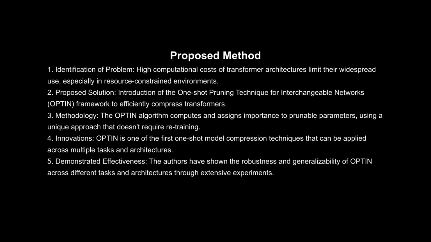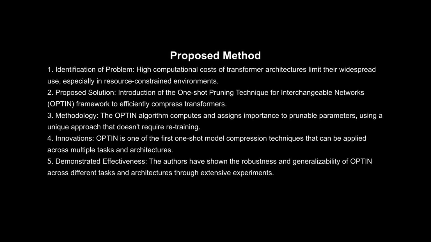This approach is unique in its ability to compress models without requiring retraining, a process that often incurs significant computational costs. Section 3. Improvements and innovations. The OPTIN framework represents a significant advancement in the field of transformer architectures. It is one of the first one-shot model compression techniques that can be applied across multiple tasks and architectures without the need for retraining. This makes it a highly versatile tool that can be used in a variety of domains.